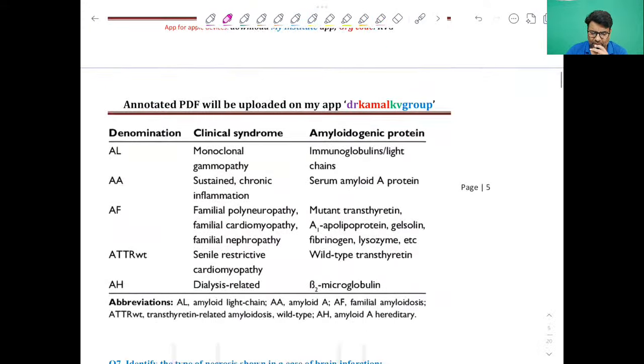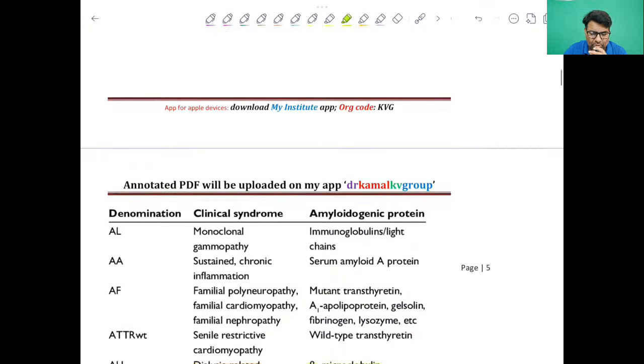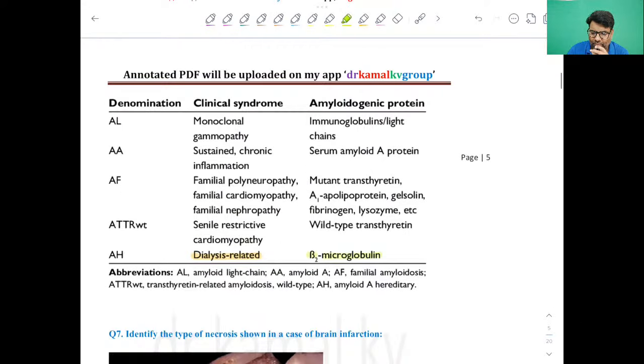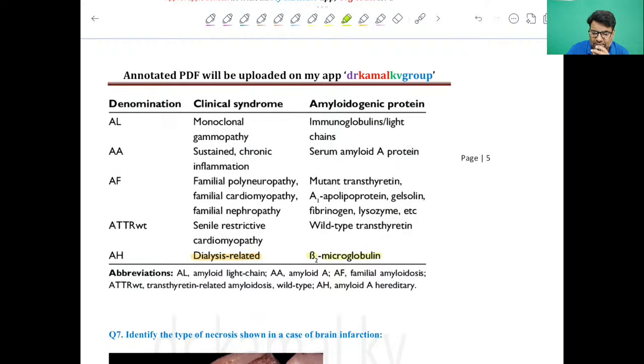So if we just have a chart of the dialysis related amyloid, this is beta 2 microglobulin, right? Yes, absolutely right. So A beta 2 microglobulin type of amyloid will be deposited in dialysis patients. So if the patient is on hemodialysis, we will see beta 2 microglobulin. And in cases of chronic inflammations, we will see AA. Okay, so just remember this much.